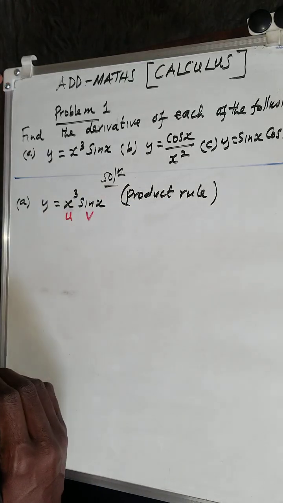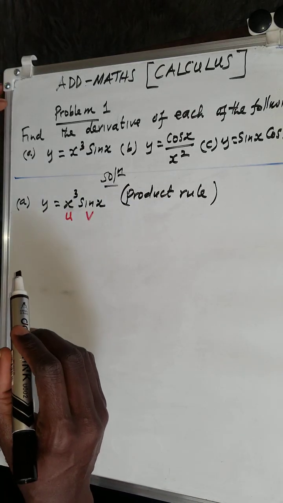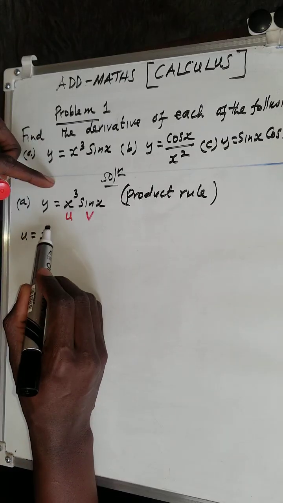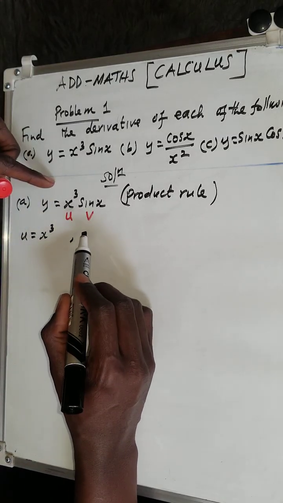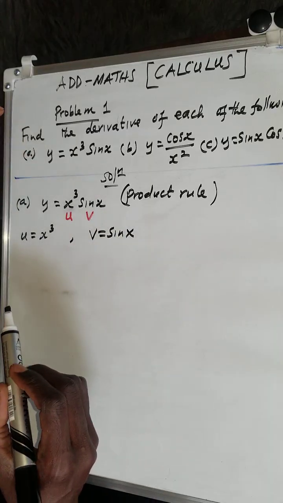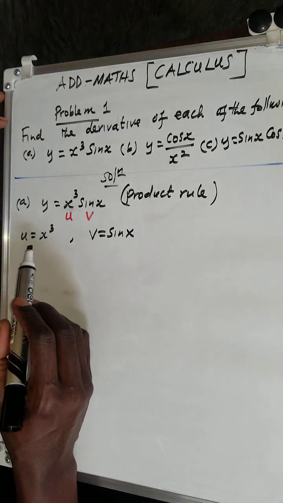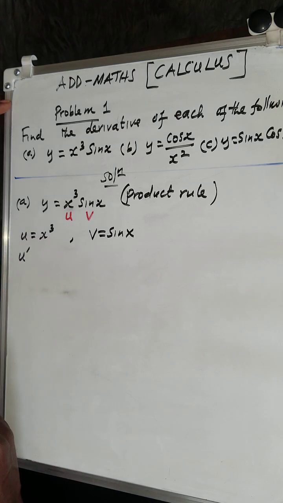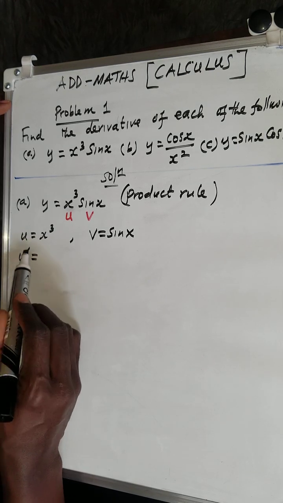It's like you're multiplying in this case. So in this case, I'm simply saying that my u is represented by x raised to the power 3, and my v is equal to sine x. That's what we mean. Now, the derivative, if you remember from the first principle, when you put a prime there, it simply means the derivative.